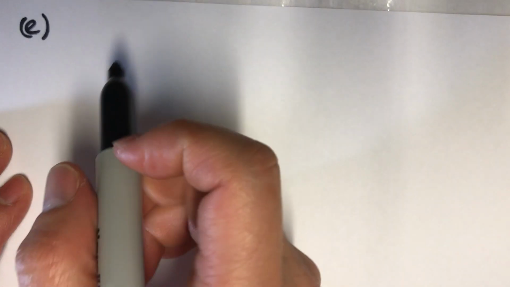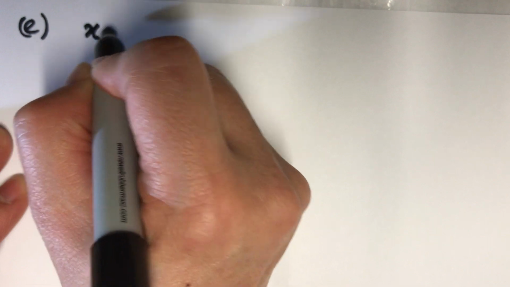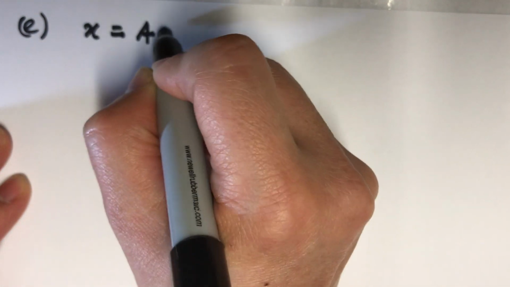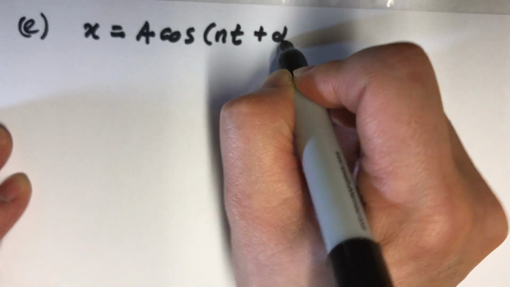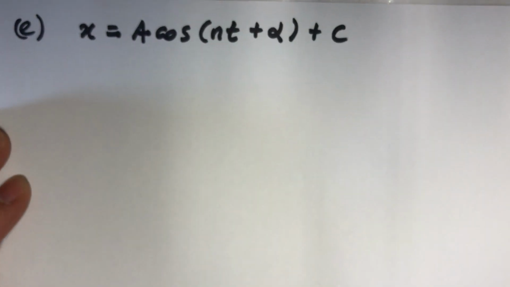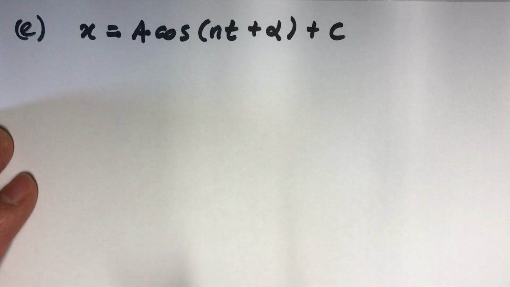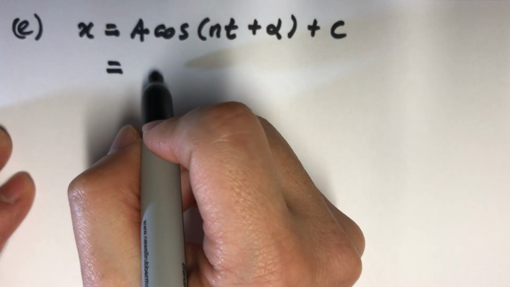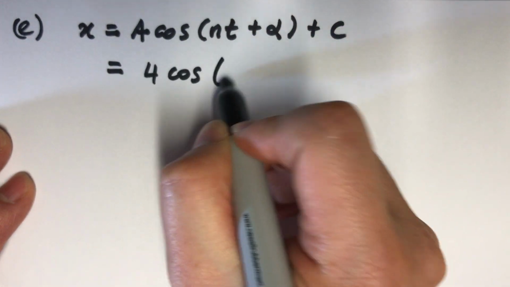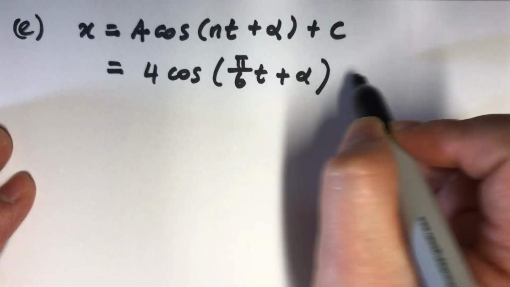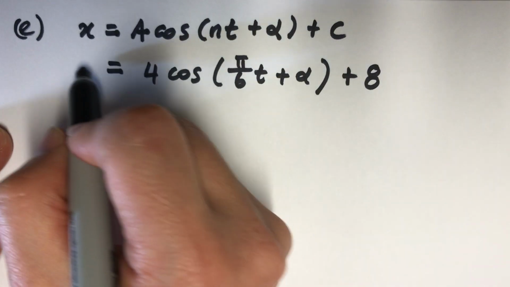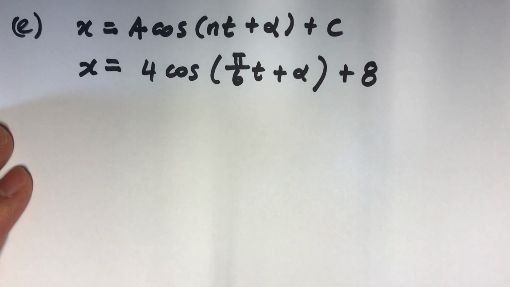And then I'm going to have to find the equation of the motion now. Now this one we know that's going to be cosine, isn't it? So A cos(nt + alpha) + c. Okay, because it doesn't start from origin. Now what was A? 4. N was pi over 6 t plus alpha, I don't know, and center was 8. Okay, so far so good.